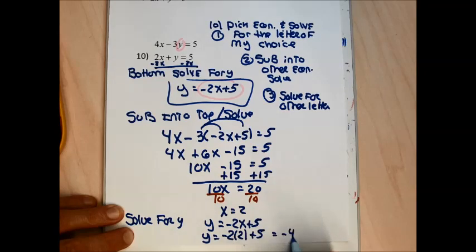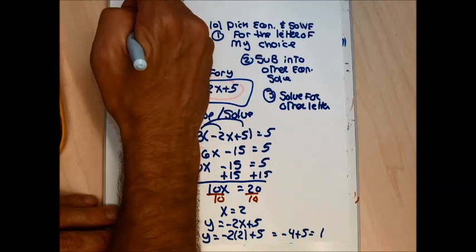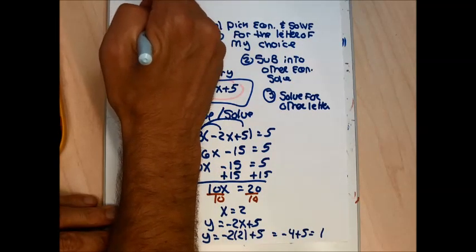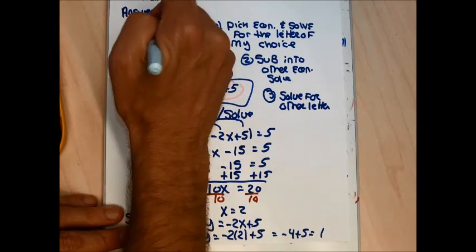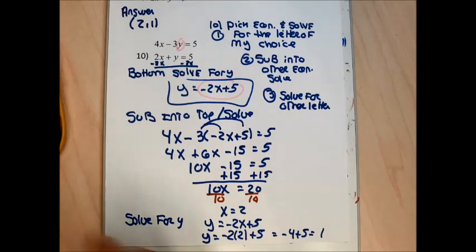That's going to be negative 4 plus 5, which is positive 1. For number 10, my answer is going to be the point x equals 2, y equals 1. It takes a lot of time to check. I'll check this one, but I'm not going to check every one, otherwise it's going to take too long.